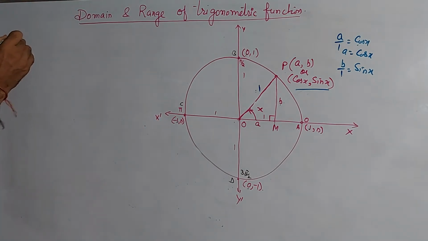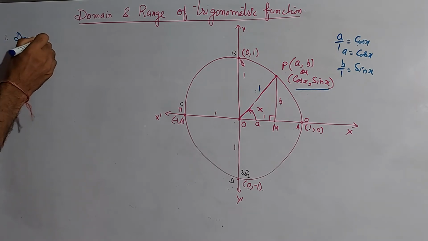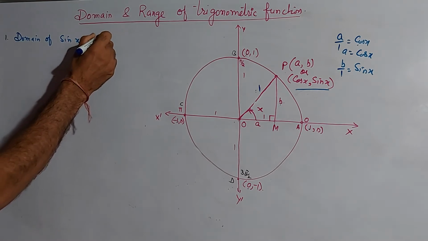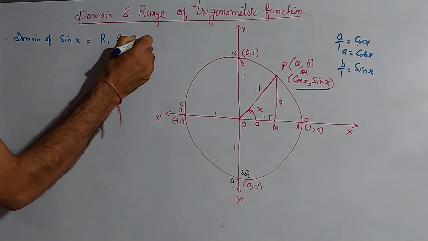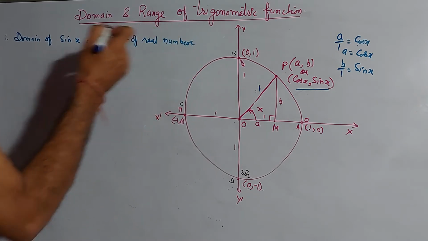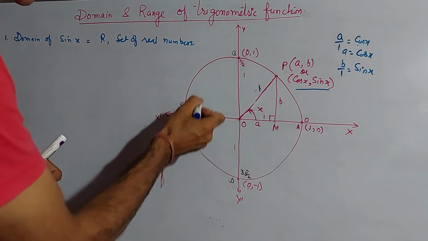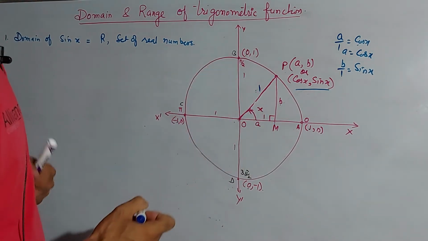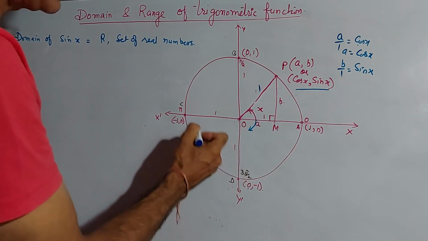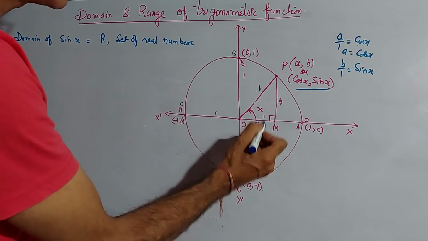So first trigonometric function, the domain of sin X is R, the set of real numbers. Real numbers are positive and negative. If we take in this anti-clockwise direction, the values of X are positive real numbers. If we take the angle in the clockwise direction, the angle is negative.